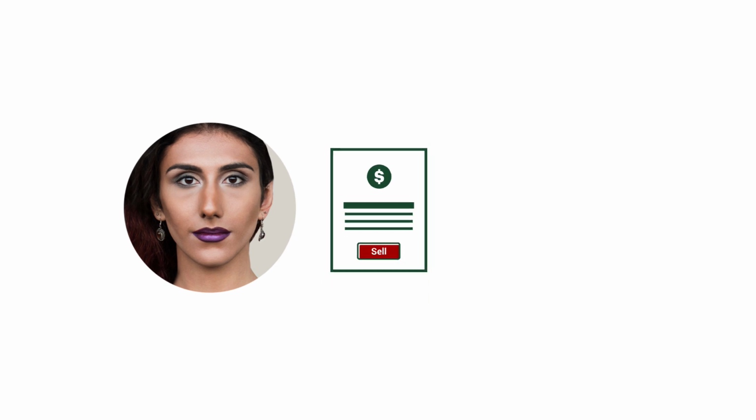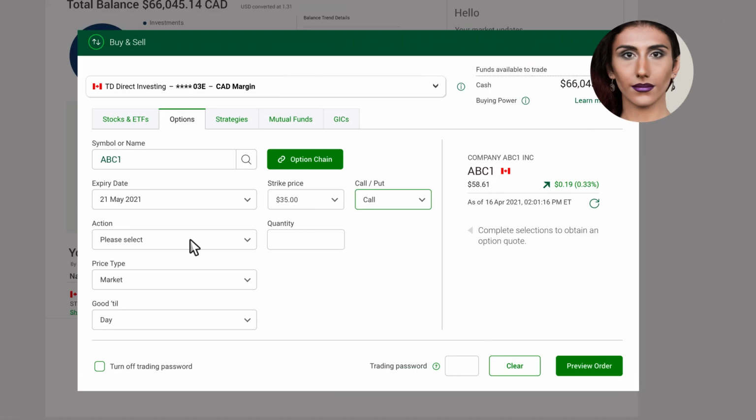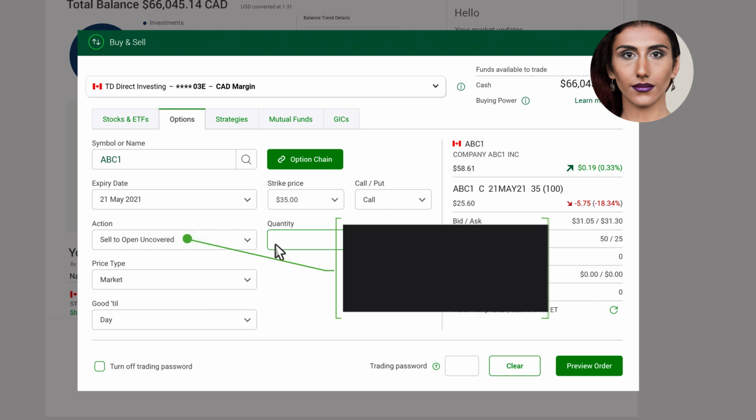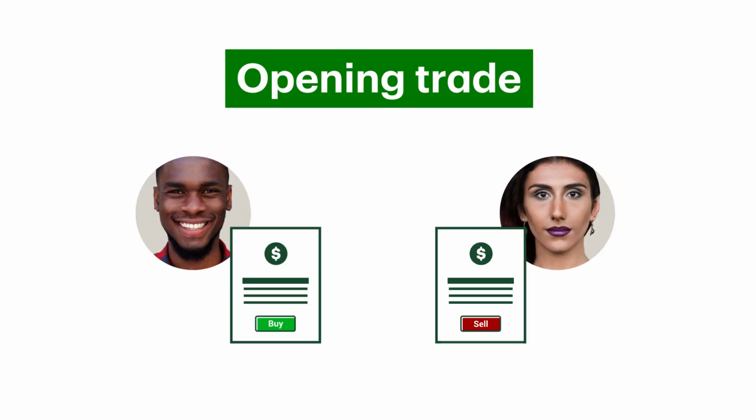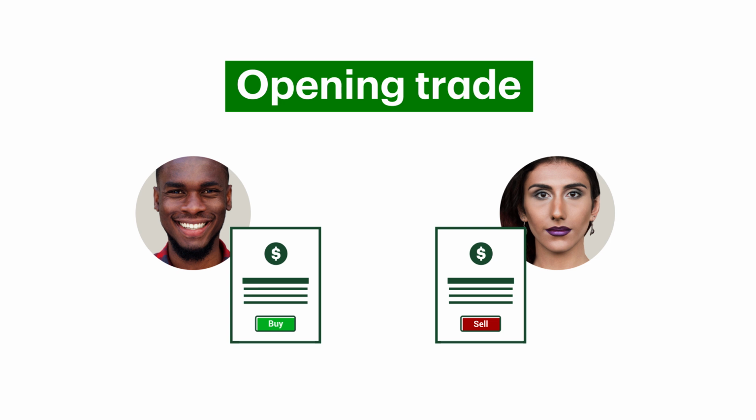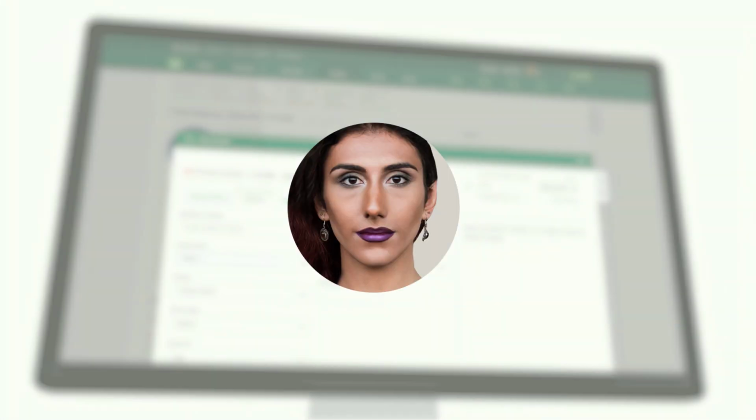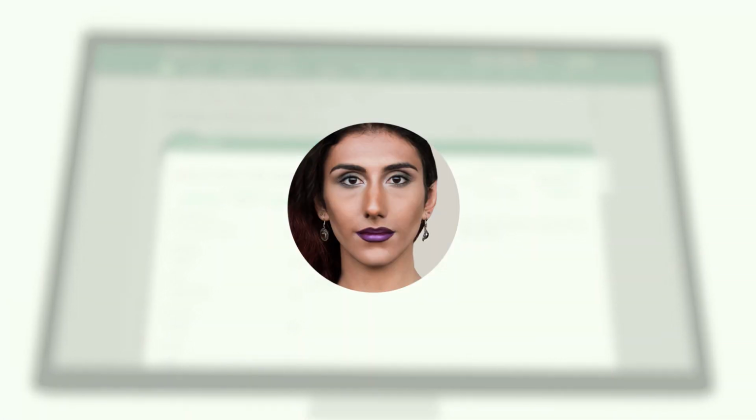Now let's say Sarah sells the call to Jack, and she selects sell to open on her trade ticket because she is increasing her short position. At the start of the day, the option had an open interest of 0, but after the trade, the open interest is 1. The open interest increased because both Jack and Sarah made an opening transaction. If you're thinking that the open interest should be 2, think about how many contracts were traded between Jack and Sarah. Just 1.